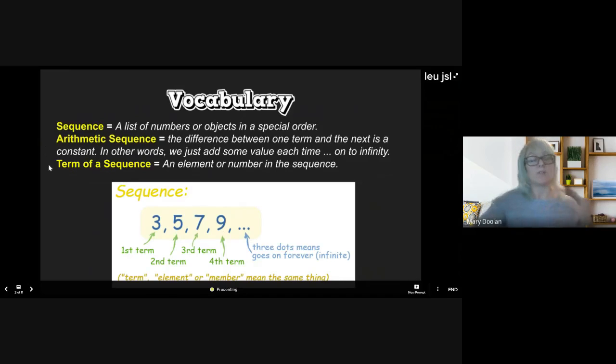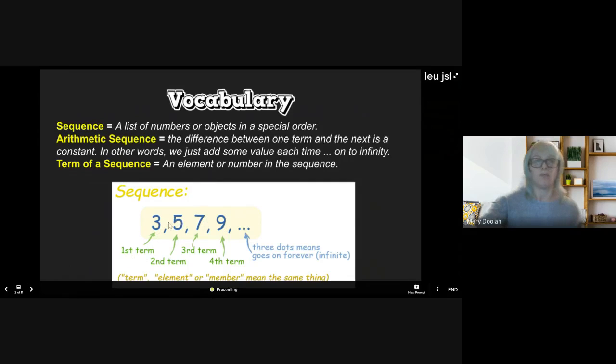An arithmetic sequence is a specific type of sequence, and the difference between one term and the next is a constant. Remember, constants are just numbers. Okay, the same number, a constant. In other words, we just add some value each time, forever, on to infinity. And so that's what's happening here. You can see 3, 5, 7, 9. The first term is 3.